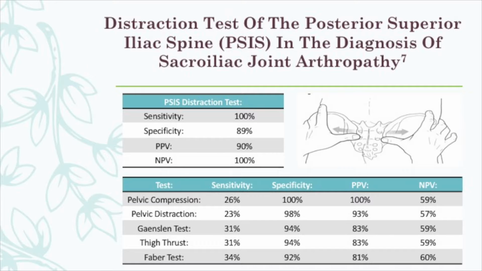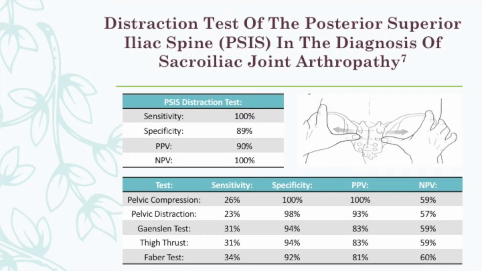When looking into further research, I found an article on distraction of the posterior superior iliac spine and the diagnosis of sacroiliac joint arthropathy. And in this we see that its sensitivity and specificity are both extremely high, sensitivity being 100% and specificity being 89%. When looking at this compared to the 6 Laslett tests that are commonly used in practice for the SI joint, we see that not only is the sensitivity, but also the specificity is much higher.